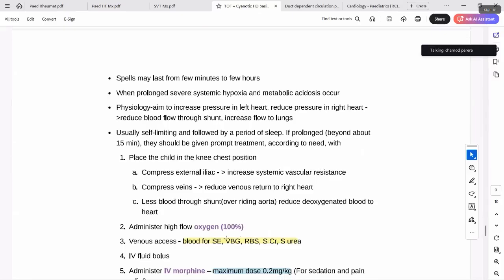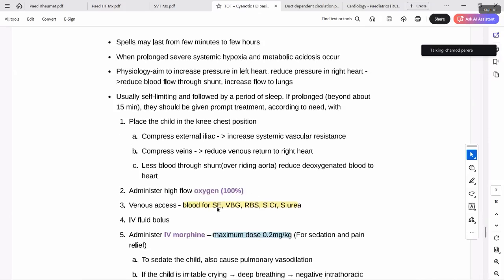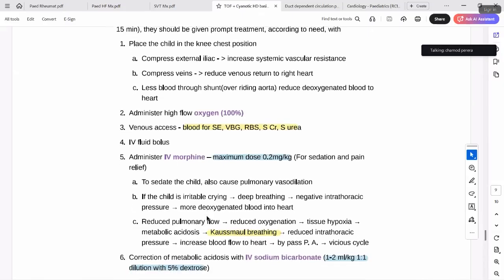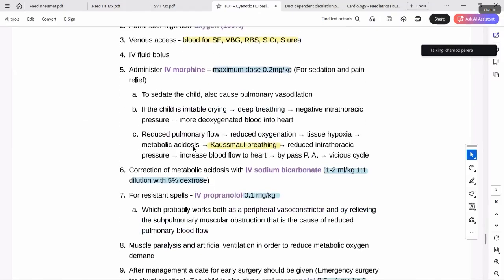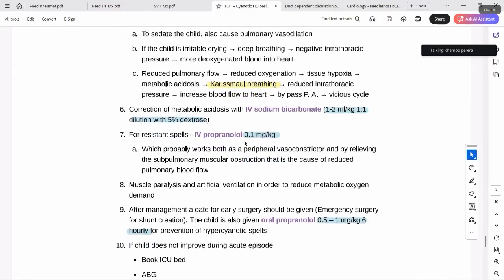So as I mentioned earlier, oxygen is a potent pulmonary vasodilator, right? Therefore, you can administer 100% oxygen, and IV morphine is again a potent pulmonary vasodilator, and also an IV fluid bolus can be given. Anyway, the fluids are going to increase the cardiac output on both sides, so those measures can be given. Apart from these, you can also give drugs like propranolol.